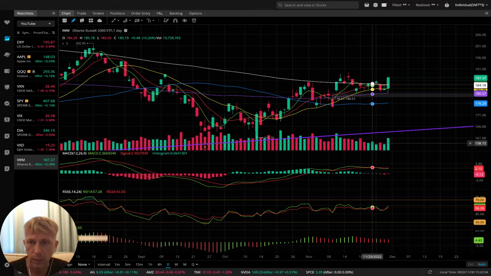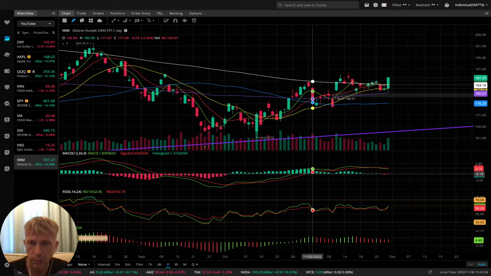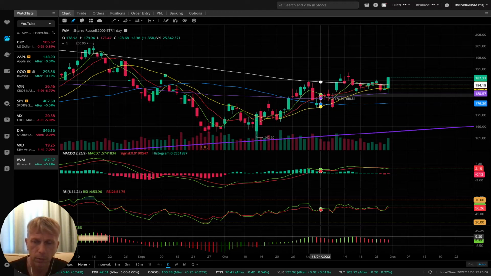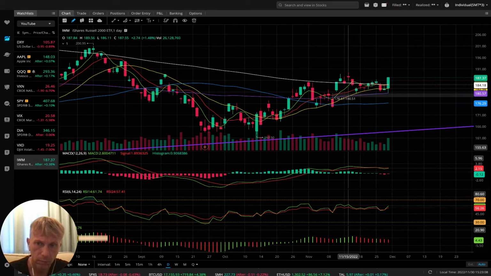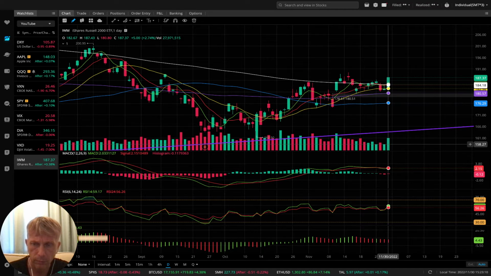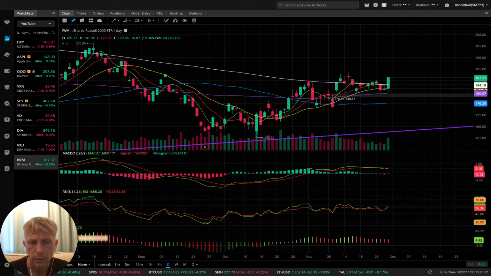Because we have bearish divergences on all indicators. IWM wants to go bearish. Russell 2000 wants to go bearish. Bearish divergences on all indicators. Yeah, large volume. Large bullish day, but still wants to go bearish.